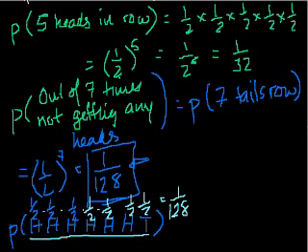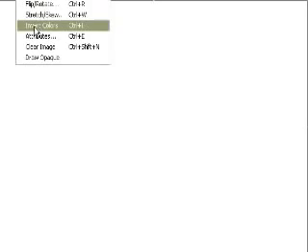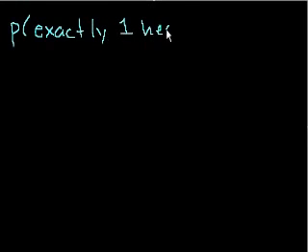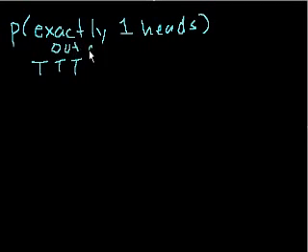So let me ask you a question. What's the probability of getting exactly 1 heads? So what does this mean? This means I could get tails, tails, tails, and let's say we're doing it 5 times, just so I don't waste too much time. Out of 5 flips.